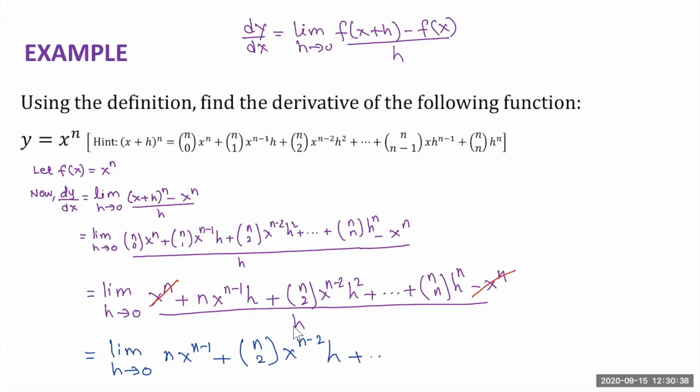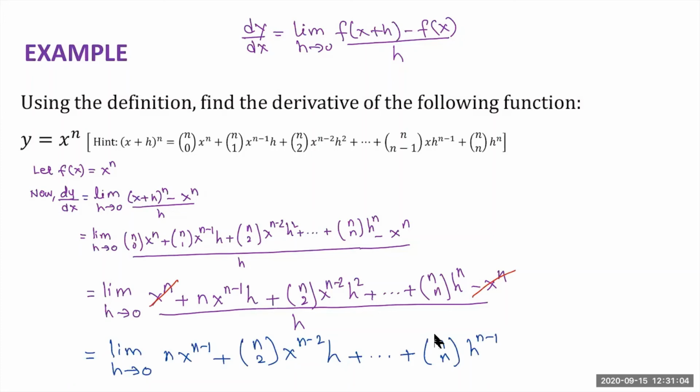Then plus, we'll continue like that. And the last one is nn. If you look at this one, here is h raised to n. You are dividing by h, which is h to the 1. So the power will reduce by 1. So h to the n divided by h is h to the n minus 1.